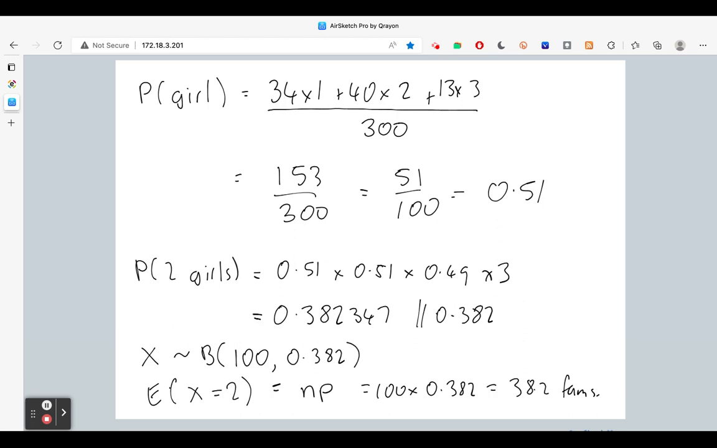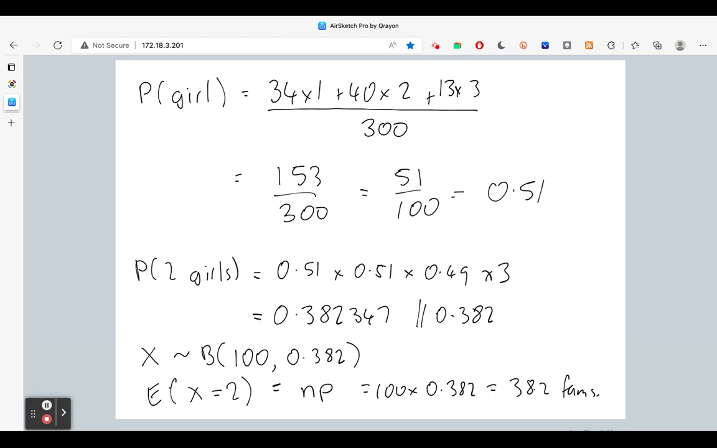This question was very heavy on working out that binomial probability. And then once you've done that, you can use your expected value theory to work out the end result. And that's it.